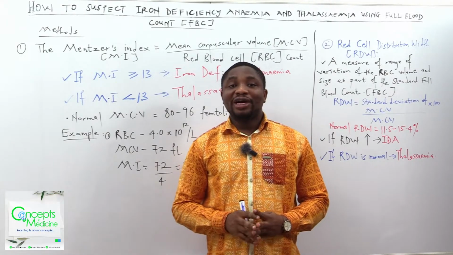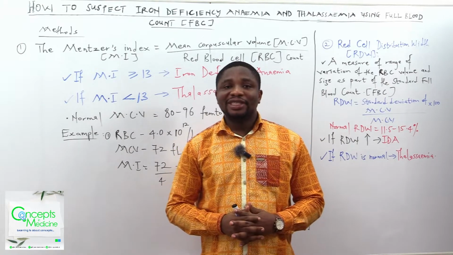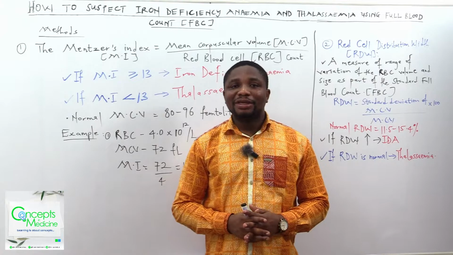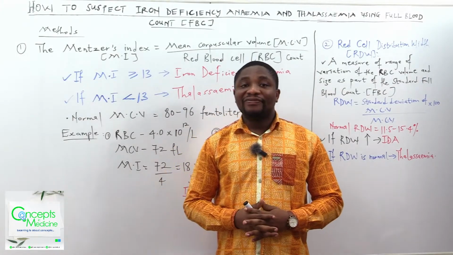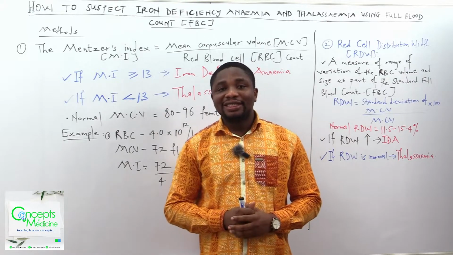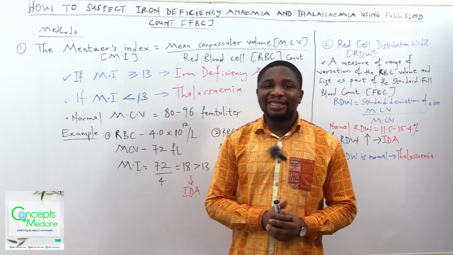In this tutorial, we are going to be looking at how to suspect iron deficiency anemia and thalassemia using the full blood count. Let's begin by looking at the first method. So the first method is what we call the Mentzer Index. What then is the Mentzer Index?